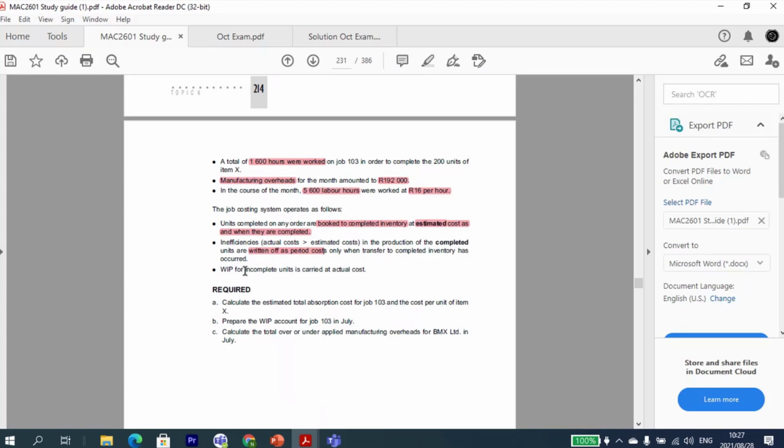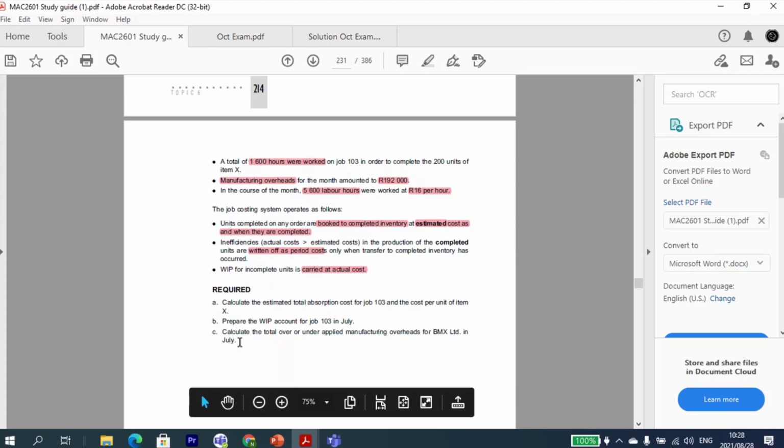WIP, work in progress for incomplete units, is carried at actual cost. So it's something to note that those that are completed are carried to the completed ledger, finished goods ledger, at estimated cost. And then any difference between the actual cost and the estimated is taken off as a period cost, right? Whereas those that are work in progress are carried at actuals.